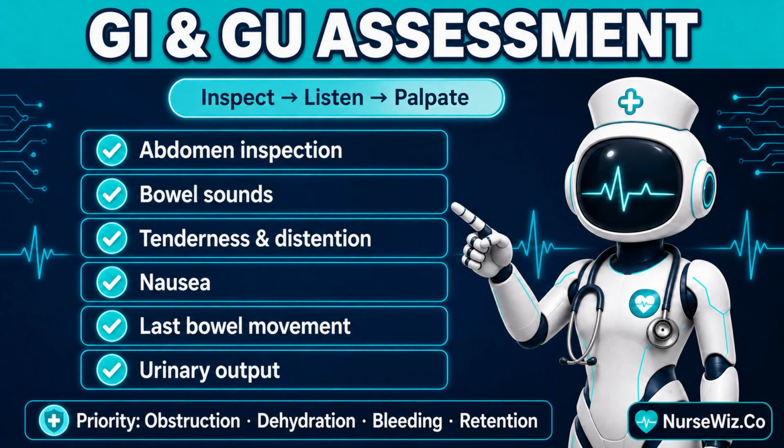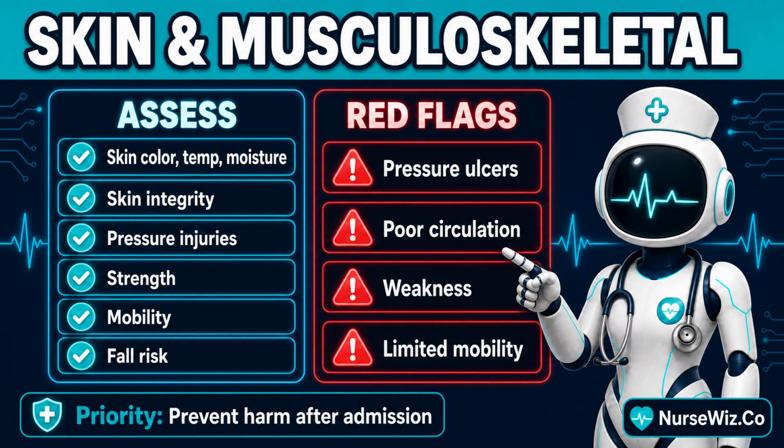Your priorities in this system are recognizing obstruction, dehydration, bleeding, and urinary retention. These are the findings patients don't always volunteer. You have to ask. And finally, skin and musculoskeletal. Assess skin color, temperature, moisture, and integrity. Look for pressure injuries. Assess strength, assess mobility, assess fall risk.